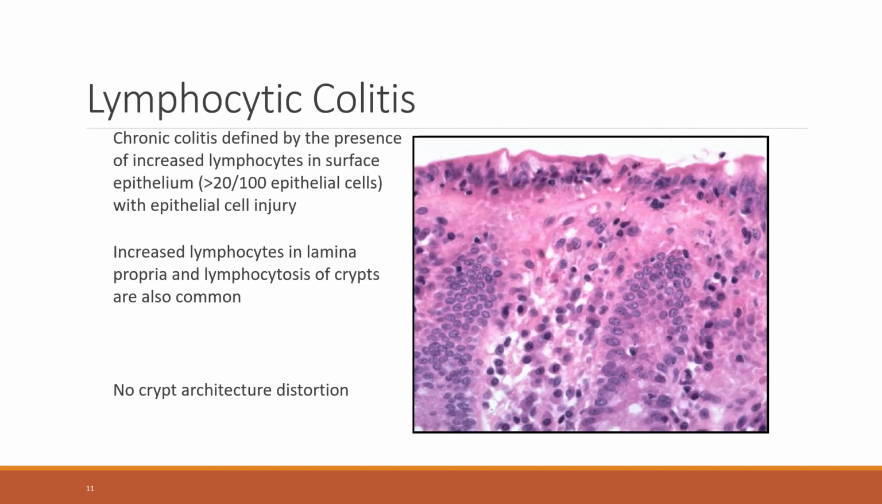So I'm going to go over some brief pictures. So here you can see more than 20 per 100 epithelial cells, and specifically you can see that these are all concentrated around here. And the crypts are more or less normal in shape and size, and they're not distorted.